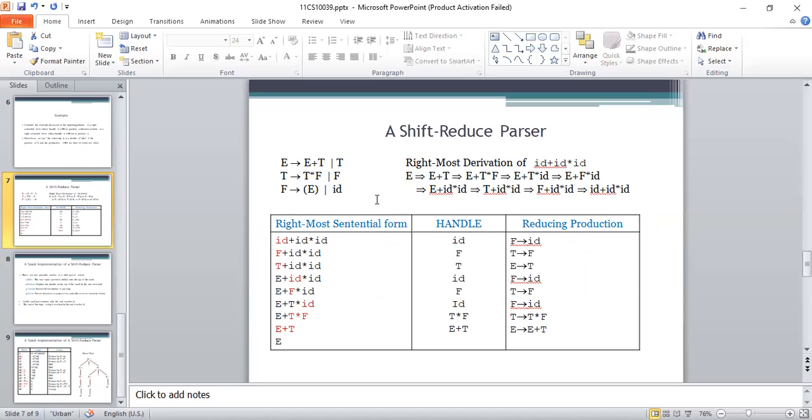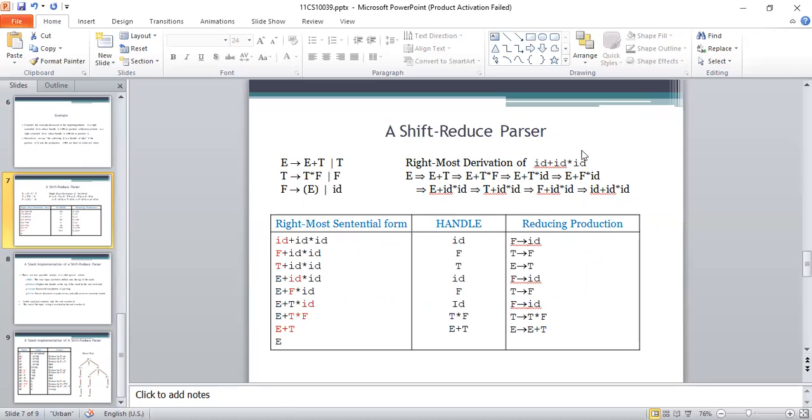So for the rightmost derivation we have to make it here. Consider the first production with the start symbol. The start symbol is E plus T. So E plus T: T is replaced, because we are doing the rightmost derivation. T is replaced with T star F. Again, T star F, and since it is a rightmost derivation, F is replaced.